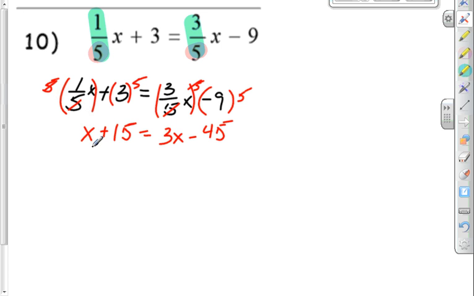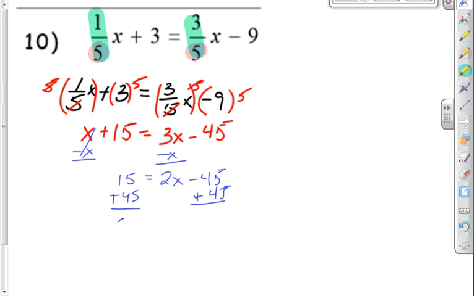So you can see we have a much easier resulting equation. We have x plus 15 equals 3x minus 45. Now we can solve using the operations and strategies that we know from earlier in the unit. Subtract x from both sides. We get 15 equals 2x plus minus 45. Add 45 to both sides. We get 60 equals 2x. And then divide by 2. So from this strategy, I find that we get a solution of x equals 30.